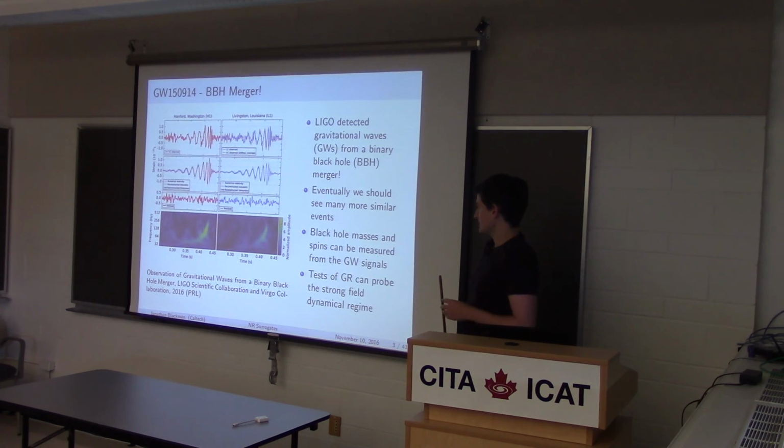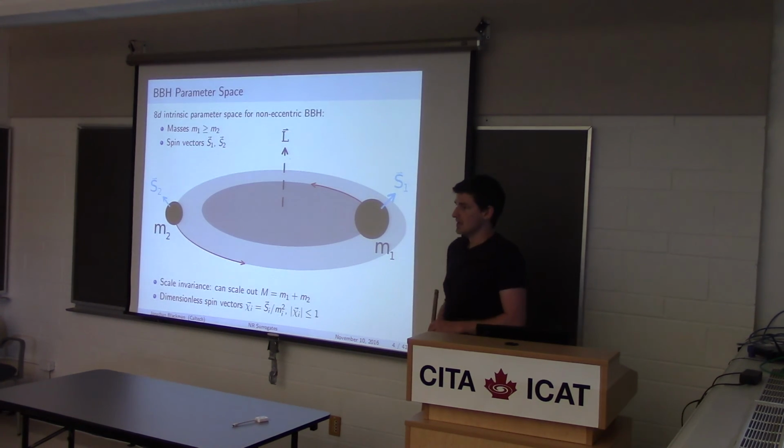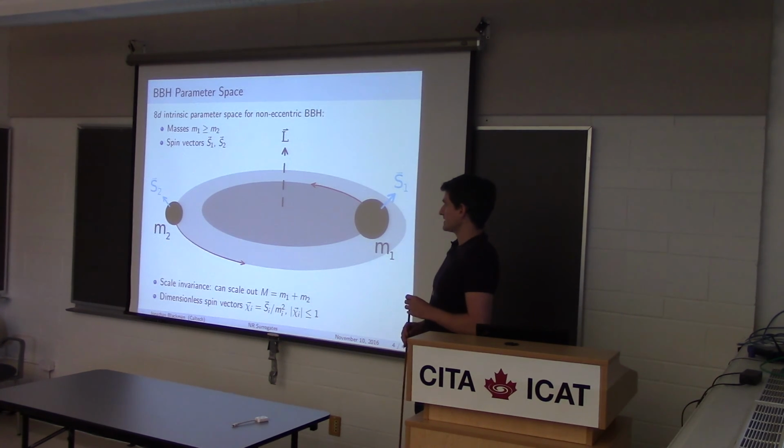So as I mentioned, we should see many more similar events in the near future. We can measure the masses of the black holes that were involved in this merger and potentially measure something about their spins. So we can do astrophysics that way. We can also test general relativity by making sure these signals match predictions from general relativity. And as the signals get louder, we can do better measurements of the masses and have better tests of general relativity.